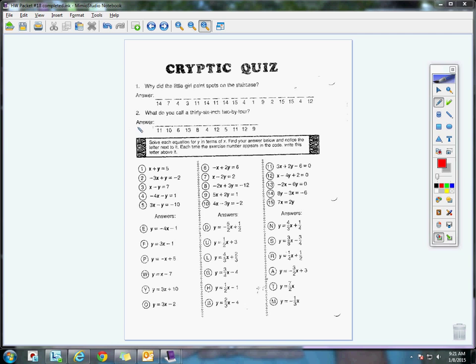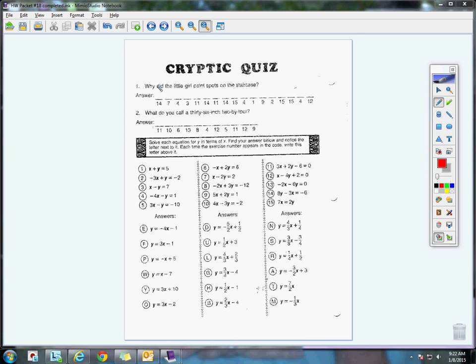So very last page, it says cryptic quiz at the very top. I'm going to go ahead and do number 1. So it says solve each equation for y in terms of x, find your answer below, and notice the letter next to it. Each time the exercise number appears in the code, you're going to write this letter above it. So we're going to go ahead and do number 1.